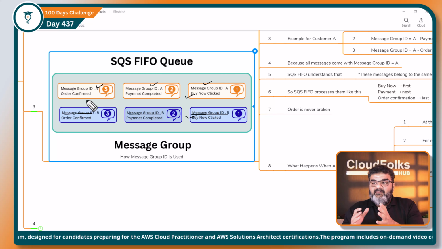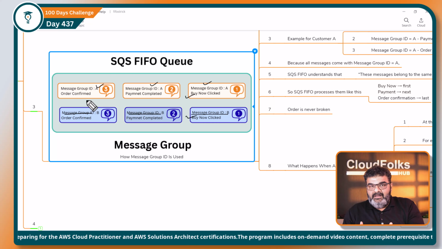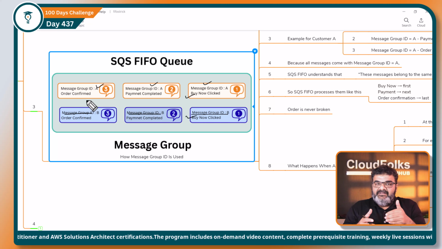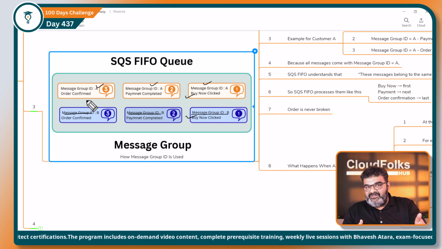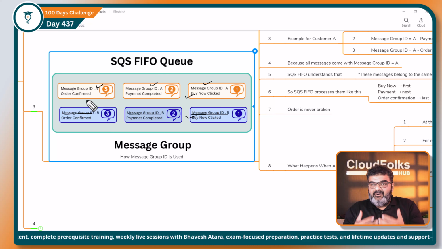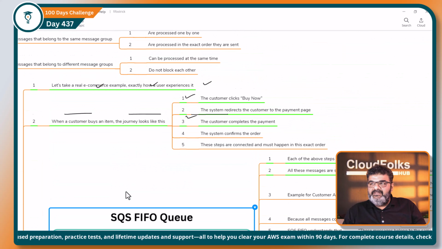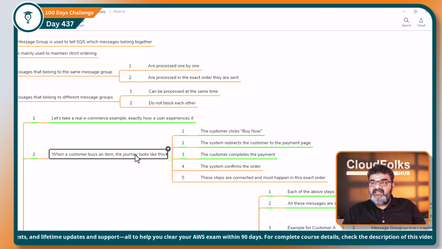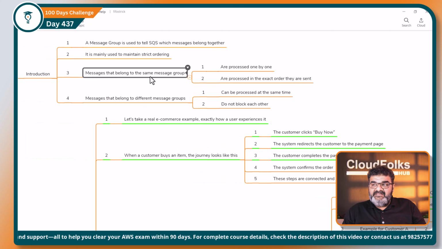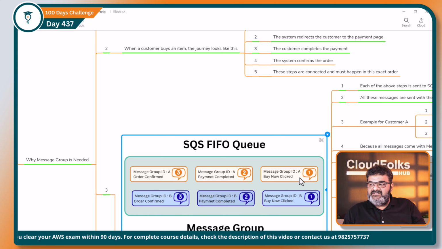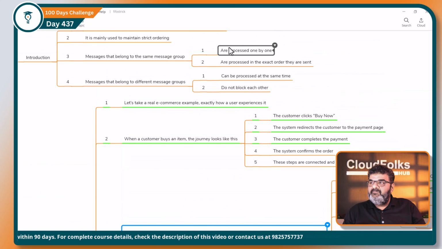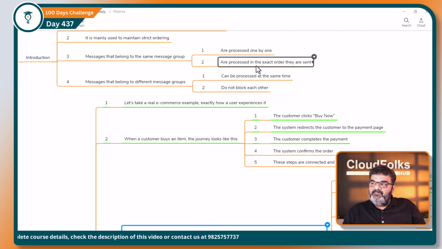So, message group is used to identify that these messages belong to the same customer and we need to follow the order. And these messages are not coming from the same customer, so we can process them in parallel mode, right? Now I'm going to read this line again, and now tell me, does it make sense now? Messages that belong to the same message group are processed one by one, in the exact order they are sent.